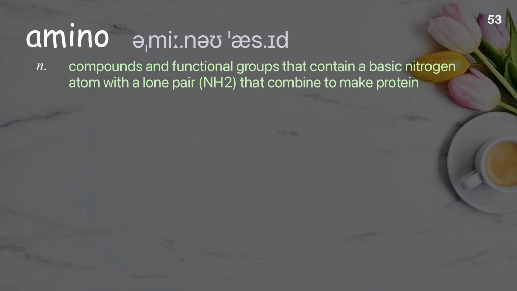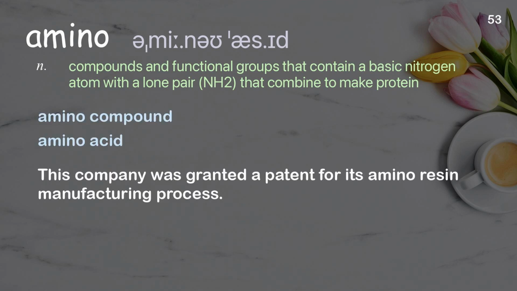Amino. Compounds and functional groups that contain a basic nitrogen atom with a lone pair, NH2, that combine to make protein. Examples: Amino compound, amino acid. This company was granted a patent for its amino resin manufacturing process.